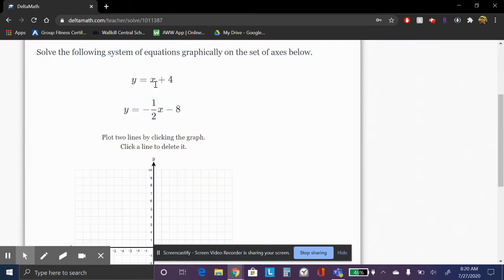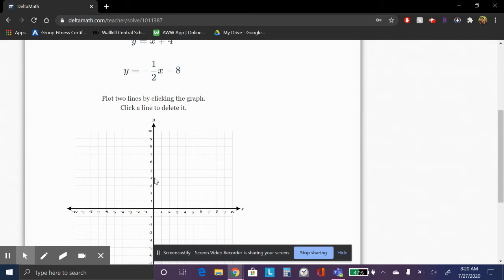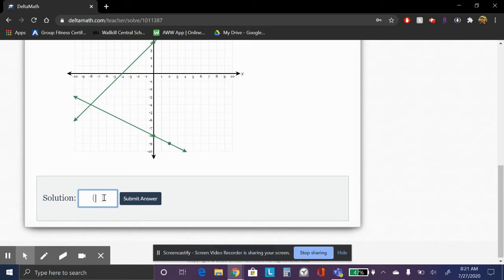All right, this one, you start at 4. Before the x, you don't see anything. There's an invisible 1. That means the slope is up 1 to the right 1. So you start at 4, go up 1 to the right 1. There's your line right there. This one, you start at -8, and you go down 1 to the right 2. See where they intersect? From the origin, it's left 8, down 4. So it's (-8, -4).